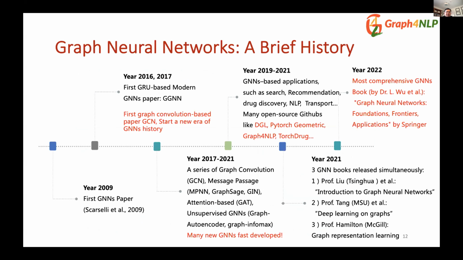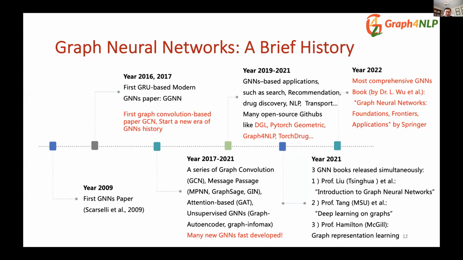So in 2016, the first GRU-based modern graph neural net, gated graph neural networks, was developed and published by Dr. Yujia Li from DeepMind. Later, people also published the first graph convolution-based method, called graph convolutional network. This paper started a new era of graph neural network history, and it showed that graph neural networks are so powerful that we can use them for solving many problems.